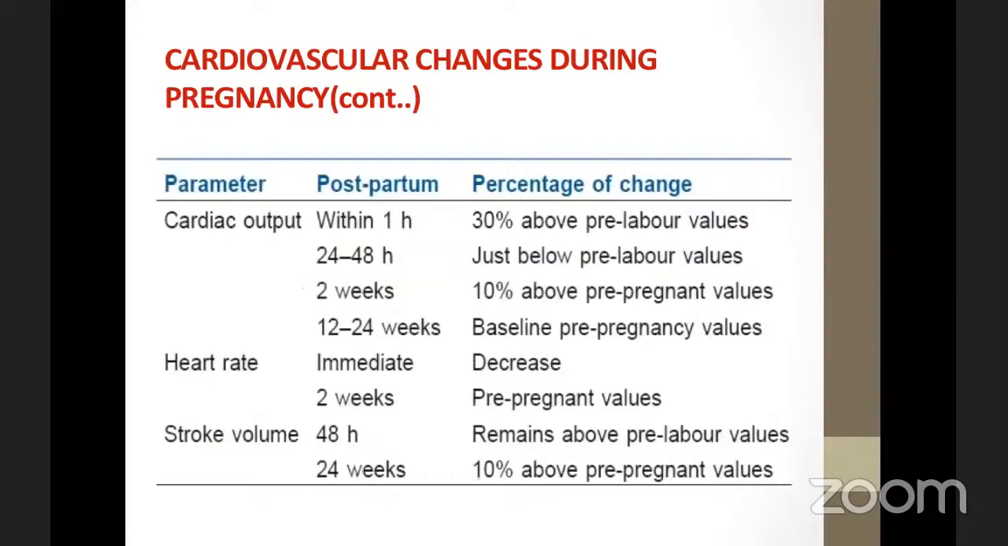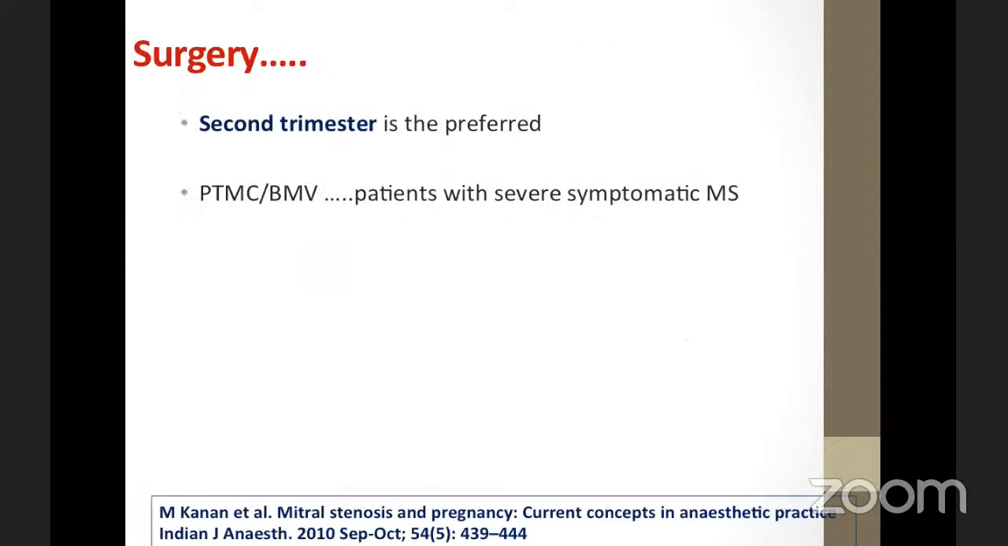Again, I am not going into the detailed cardiovascular changes, but they start from the second trimester and continue till 24 weeks postpartum. You can see that cardiac output, heart rate, and stroke volume change almost stable at 12 to 24 weeks. So if the patient has mitral stenosis and you are undergoing some surgery, even delivery or any other surgery in the second trimester, one has to be careful and monitor the patient in the subsequent course of time.